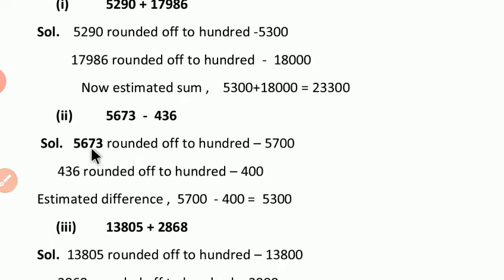5673. Again we'll see its tens digit. So the tens digit is 7, which is greater than 5. It means you have to increase 6 by plus 1. So first we replace 73 by 00, 6 plus 1 is 7, and 5 as it is.